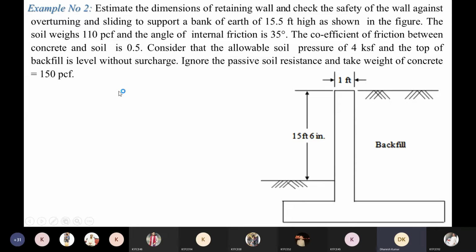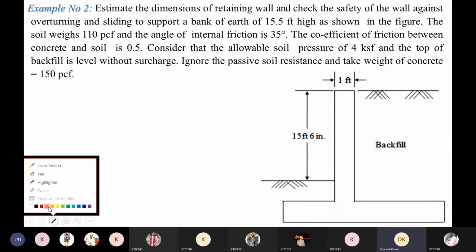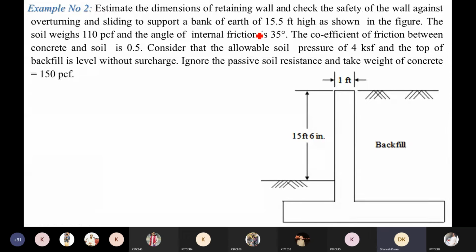So with the necessary data, first of all we have to design the retaining wall, whose necessary data has been given in this problem, and after that we have to check it for the overturning and the sliding. The main thing is to take the necessary data from this problem. We have to ignore the passive soil resistance, meaning the retaining wall is not taking into consideration the passive soil.